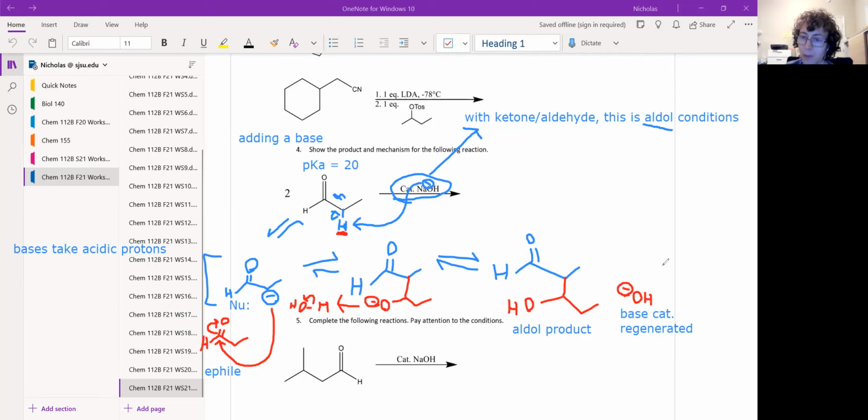So we just regenerated our base catalyst. So now we have more base floating around. And bases still like to take acidic protons, as I said before. There's still one more hydrogen here, alpha to the aldehyde, that still has a relatively low pKa. So the base is going to take this proton and form another enolate.